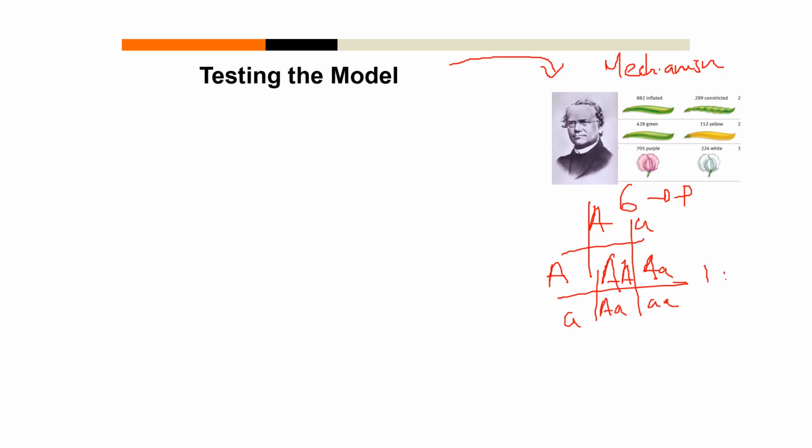You will get a 1 to 1 ratio, and you will get a ratio of 3 to 1. But why do we get these patterns? How do we explain this? Many scientists were trying to prove and disprove Mendel's ideas.